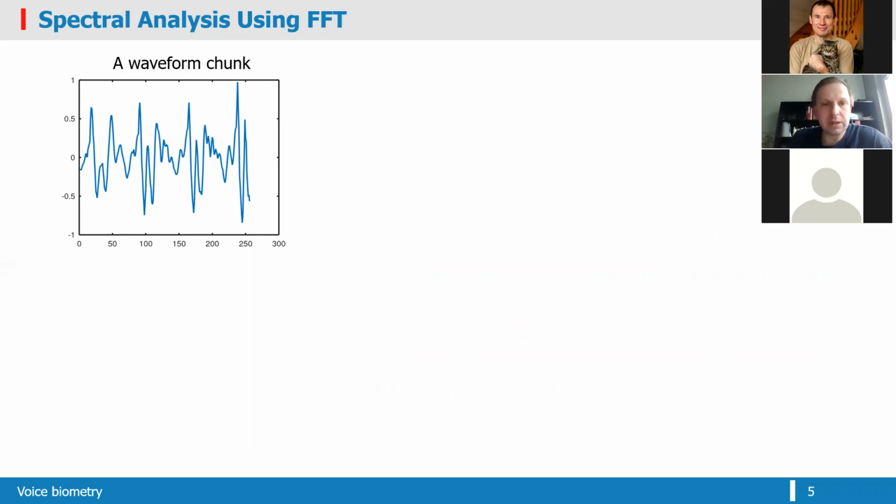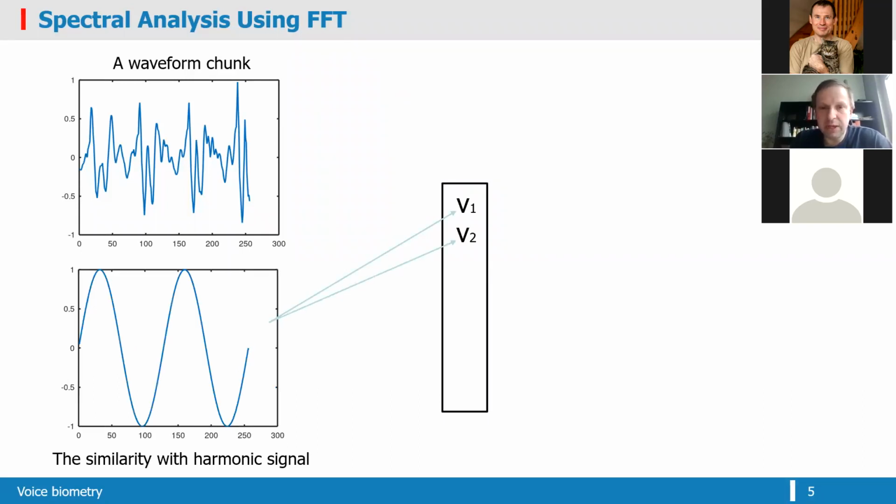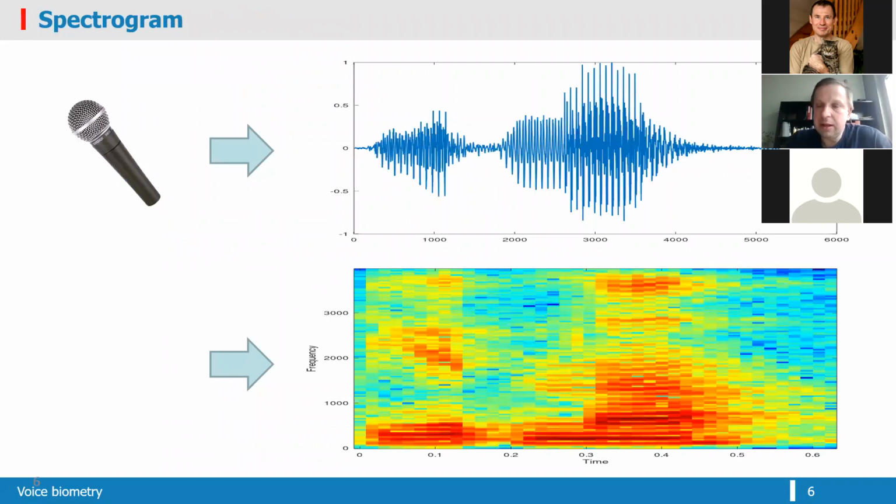We calculate spectra, as many of you know. So we have a wave chunk. We calculate the similarity with different harmonics and get some vector, and this vector is called spectra, and we can put these spectra next to each other, and we get a spectrogram. So we have converted the waveform to an image.